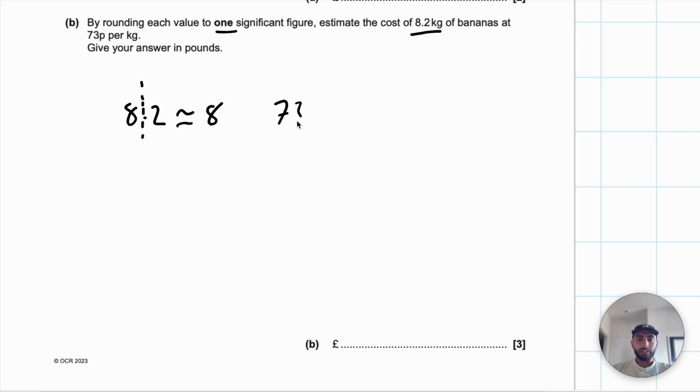Then I've got 73p. Same again, draw my line here. 5 or above, give it a shove. 4 or below, I let it go. So this one will become 70p. I'm doing 8 kilos multiplied by 70p. 8 times by 7 is 56. I need 1 0 at the end, and this is in pence. I want my answer in pounds. There's 100 pence in £1, so I need to divide this by 100, which leaves me with £5.60.